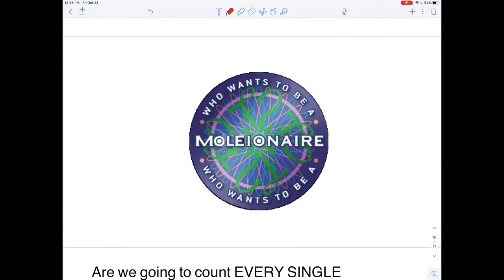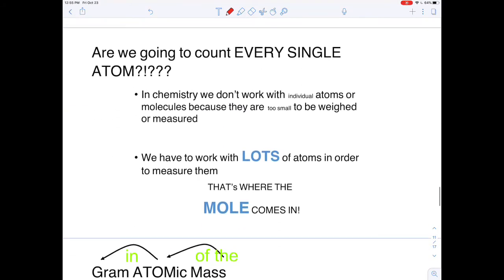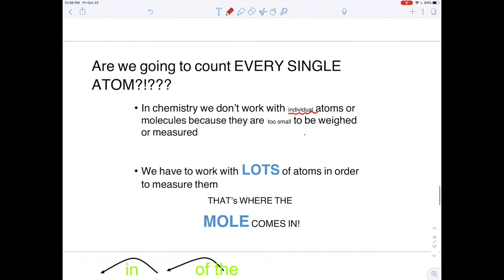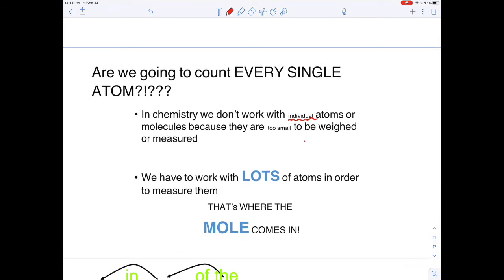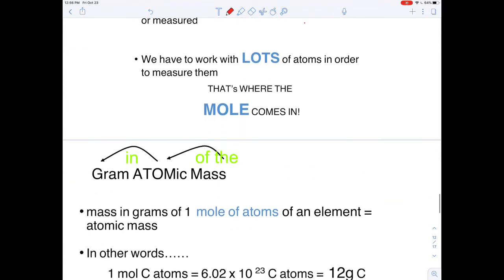After watching that video, who wants to be a molionaire? Alright, so what do you think? Are we going to count every single atom? In chemistry, we don't work with individual atoms because they're so tiny, right? They're smaller than this tiny dot. We can't really measure one atom. So we have to work with lots of atoms in order to measure them in quantities that we can actually use. And that's where the mole comes in. The mole puts elements and atoms into quantities that are usable for us.